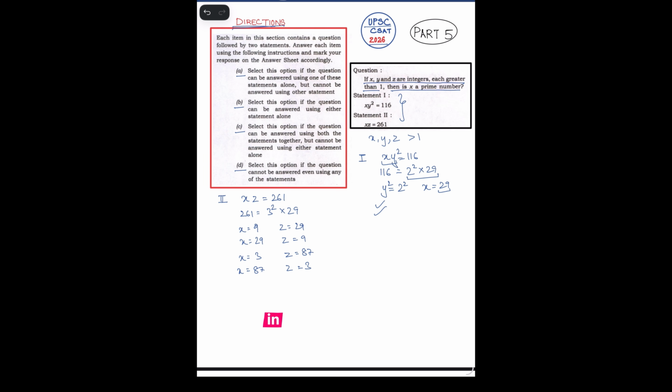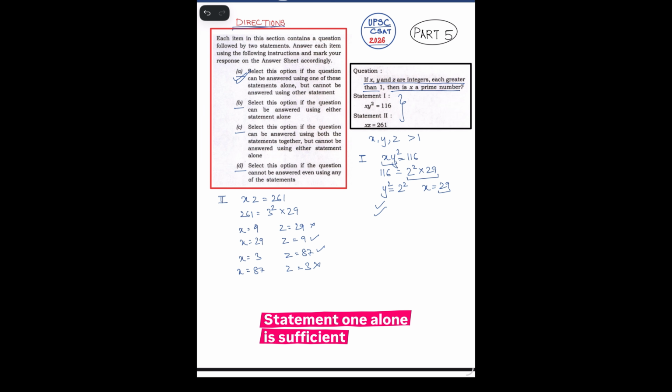Now, in some cases x is prime and in other cases x is not prime. Like in the first case x is not prime, in the second case it is prime, in the third case it is prime, in the fourth case it is not prime. So statement 2 is not sufficient to answer the question. Therefore the correct answer is option A. Statement 1 alone is sufficient while statement 2 alone is not sufficient to determine whether x is a prime number.